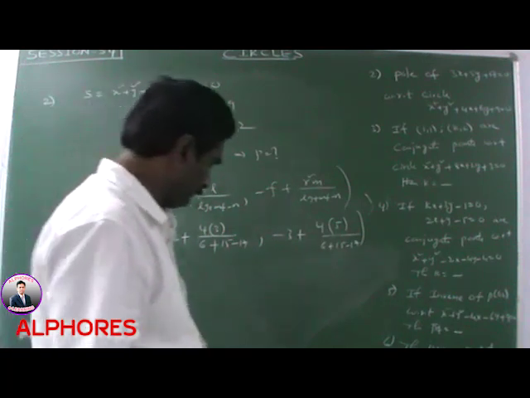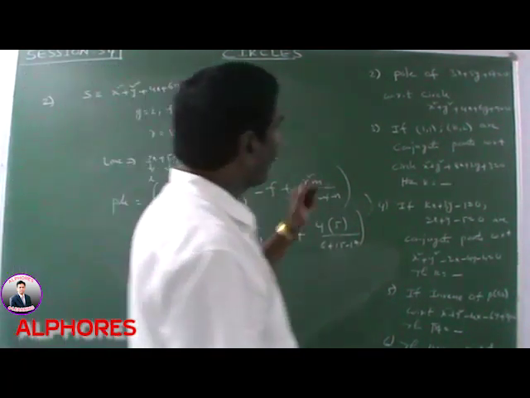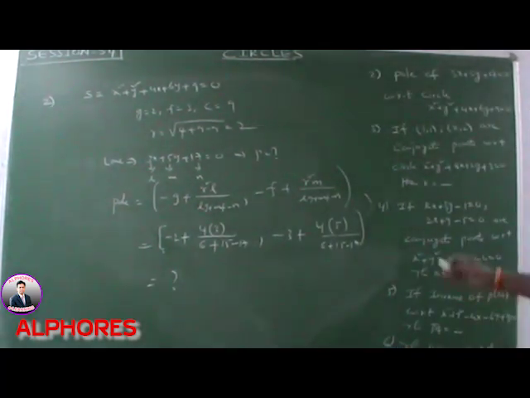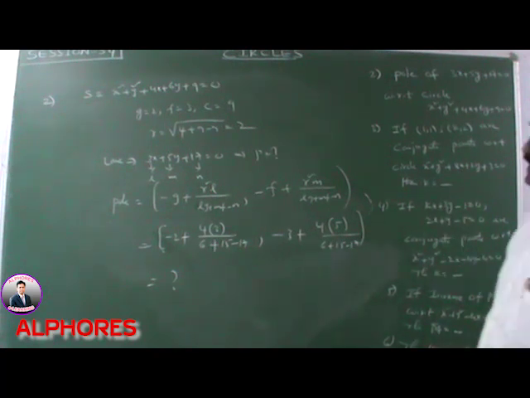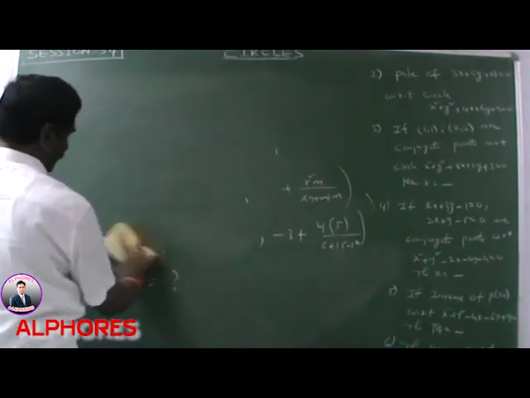Third one. If (1, 1) and (k, 2) are conjugate points with respect to the circle x square plus y square plus 8x plus 2y plus 3 is equal to 0, then k is equal to dash.